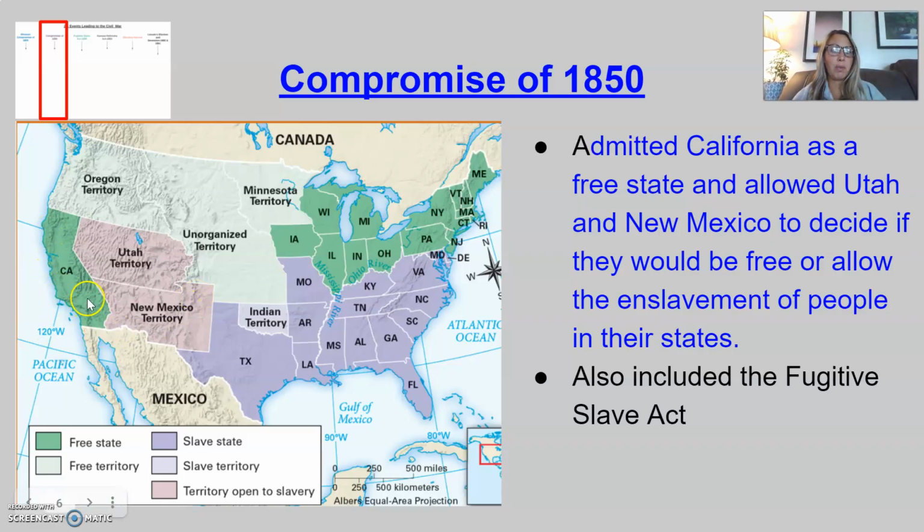So these 2 territories were open to allowing the enslavement of people, but California was not going to. Again, they're trying to figure out, like, if we just make a balance of it, then everyone will be happy, which, again, is not always going to work out.